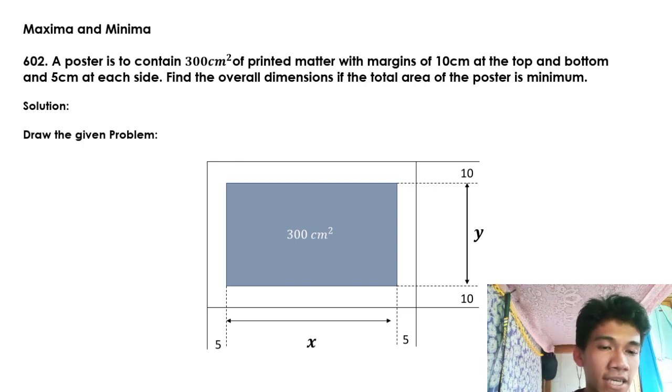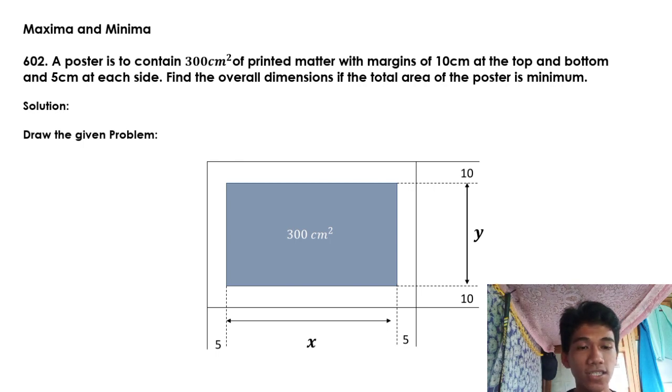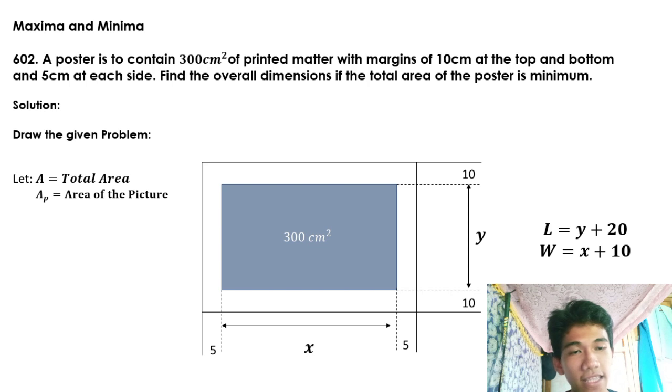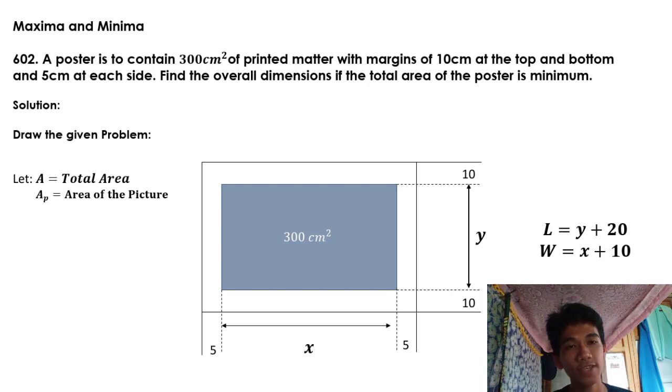So, remember that we will label the value of the side of the printed matter. The width is x, and the length is y. Then, to find the overall, we add x and both sides, which have 5 on each side, so we have 10. Then we get the width as x plus 10.